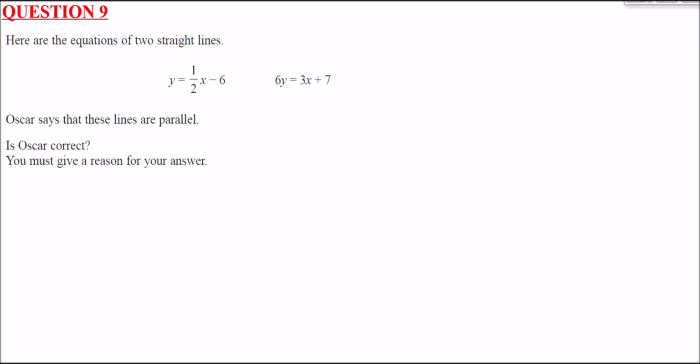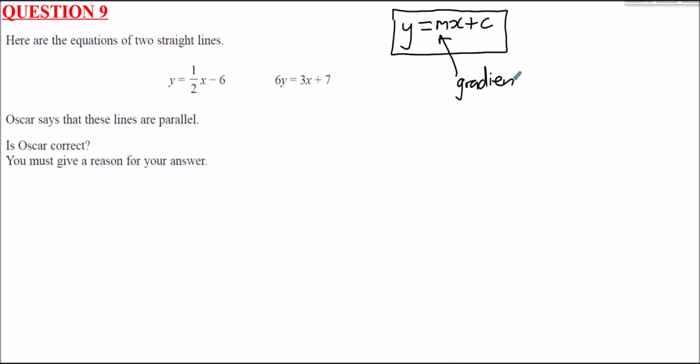For this question, I'd suggest we need to remember the standard equation for any straight line, which is y equals mx plus c. In other words, we want y to be the subject. m is the gradient, c is the y-axis intercept. But if two lines are parallel, what this means is the gradients must be the same.